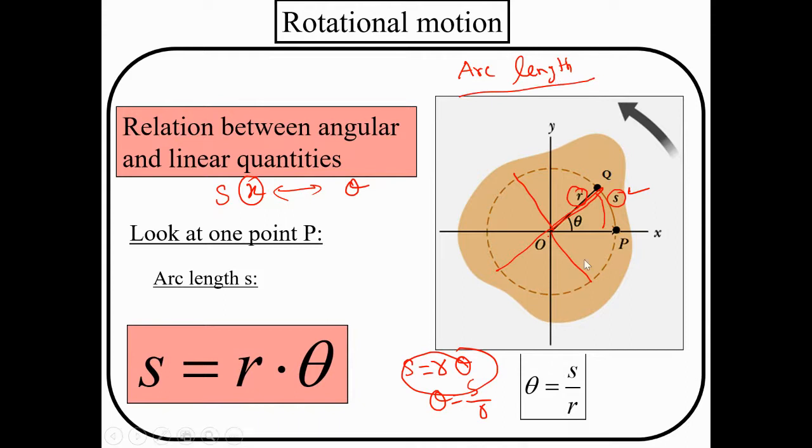Sometimes we will ask the question: write the relation between the linear position and the angular position. The linear position is exactly s. The angular position is exactly theta. So what is the difference? When you multiply r with theta, you will get the linear position. So it's a 1 mark theory question.